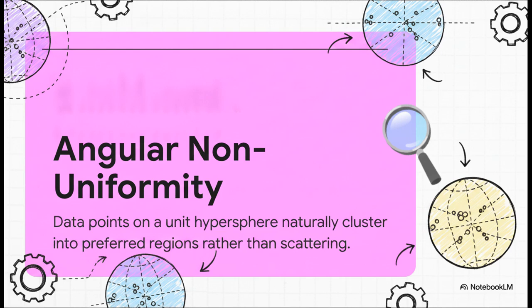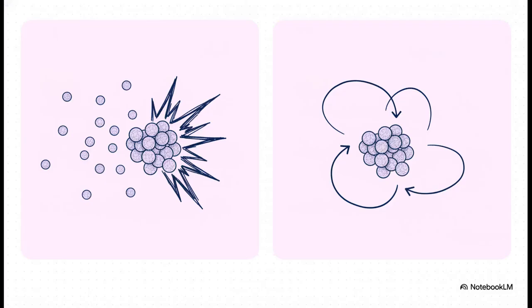For a long time, this was just seen as a quirky geometric fact, but recently, engineers realized this clumpiness could actually be manipulated. And this brilliantly illustrates how two different engineering teams can look at the exact same geometric reality and take completely opposite paths. You might have actually heard of Google's TurboQuant. Well, they saw this angular non-uniformity and decided to just destroy it. They used random orthogonal rotation to smash those clusters apart, creating independent scalars for extreme data compression.